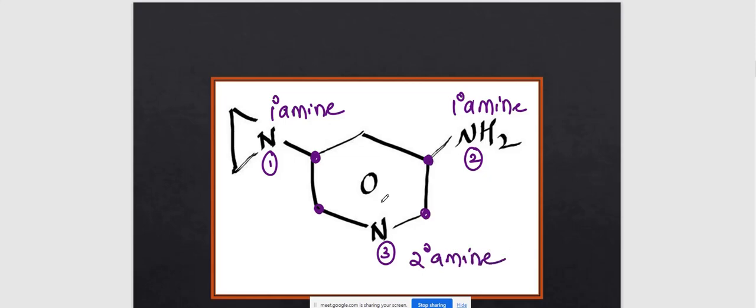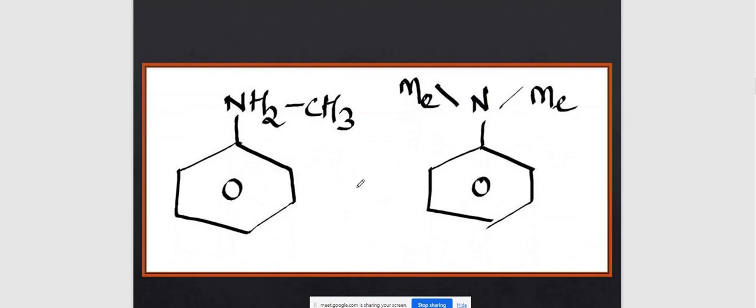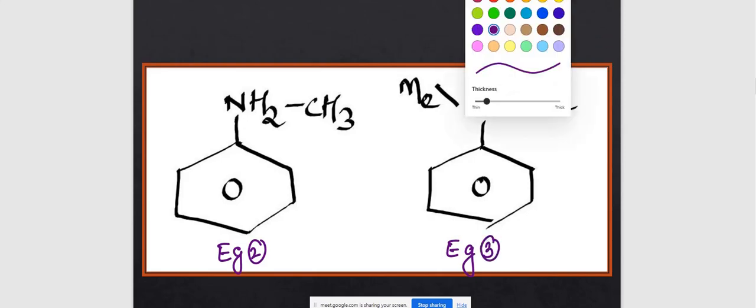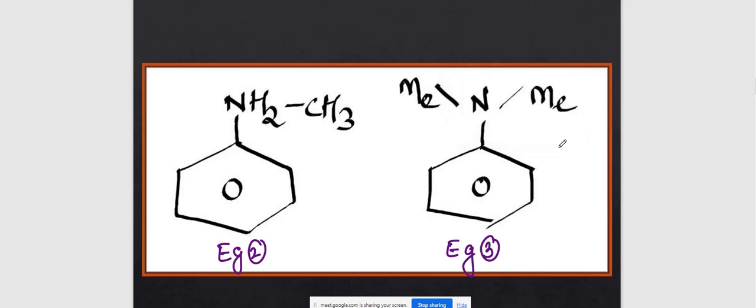Clear? Yes, ma'am. Now go for this example. This is example 2 and this is example 3. Tell me the degree of the amine in the second example. It is 2. One carbon, another carbon, two carbons are attached. So this is a 2 degree amine. Now example 3.